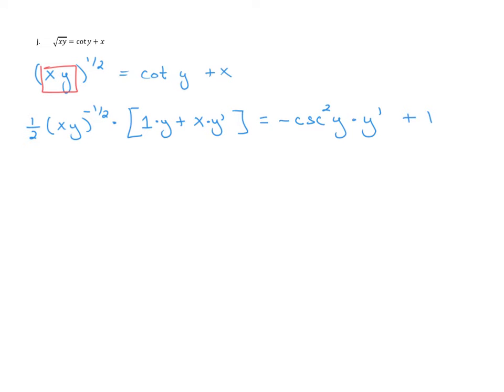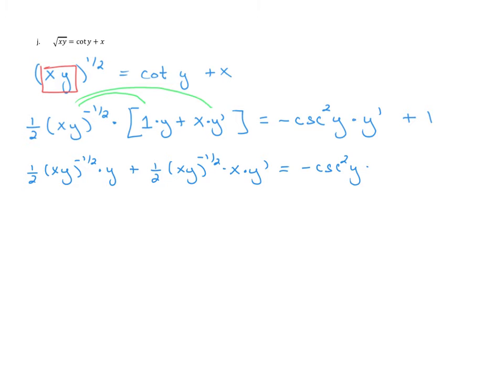So I think what I'll do is distribute all of this into the parentheses, simplify it a little bit, and then solve for y prime. Okay, we get 1/2 (xy) to the negative 1/2 times y plus 1/2 (xy) to the negative 1/2 times x times y prime. That is equal to negative cosecant squared of y times y prime plus 1. And I see we have a couple of y primes. There's one on this term, and there's one on this term.